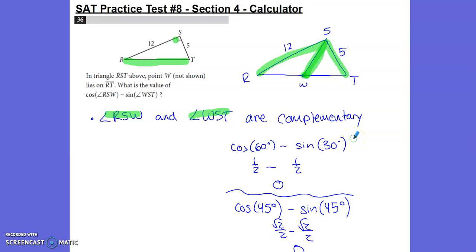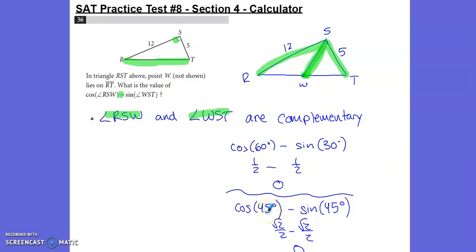If you've ever discussed cofunctions in trigonometry, if you have cosine and sine of angles that are complementary, so cosine of 60, sine of 30, 60 and 30 are complementary. They sum to 90 degrees. Those answers are always going to equal each other, and therefore when you subtract those answers, you're always going to end up with an answer of 0. So I showed that explicitly with 60 and 30 degrees being used as the complementary angles.